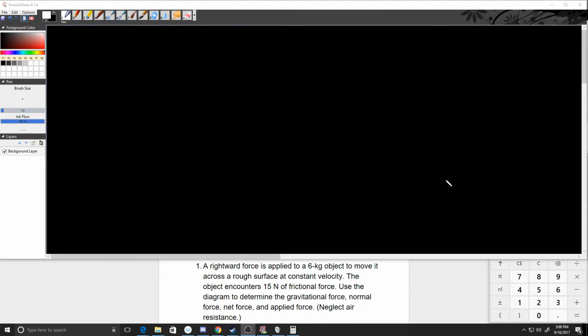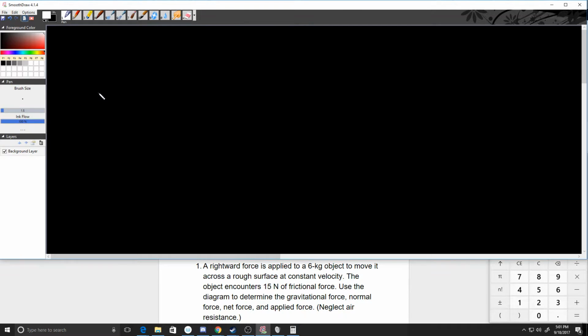All right, so today we're going to be looking at force diagrams, using everything we know and calculating the different forces involved. So starting off with, down there at the bottom is the first problem we're going to work on today. A rightward force is applied to a 6 kilogram object.